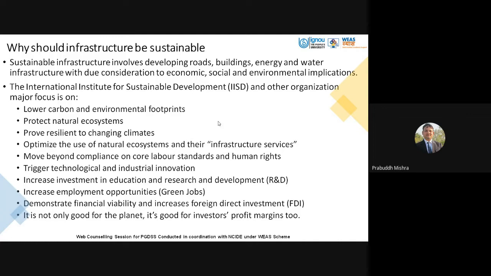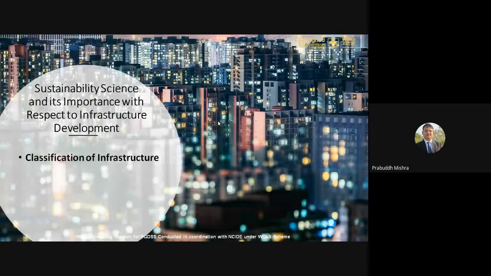And next is, it is not only good for the planet, it's good for the investors also. If you go for sustainable infrastructure, it is good for our planet. The entropy maximization process can be stopped, right? And those who are investing, those who are financing this infrastructure, they will also be in profit. So with this, I can say that sustainable infrastructure is not an option, it's a need of the hour. We cannot survive, we cannot move further if we do not consider sustainability issues in the infrastructure sector.